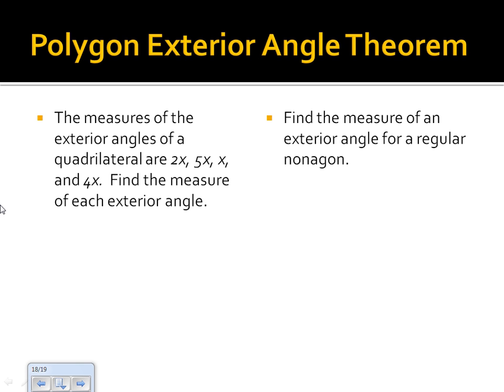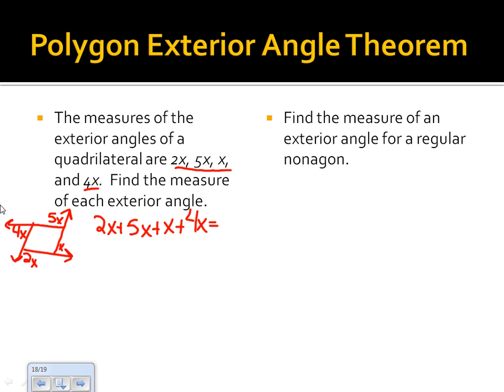The measures of the exterior angles of a quadrilateral are 2x, 5x, x, and 4x. Find the measure of each angle. So how might I do this one? Henry? Add up all the x's, because those are my exterior angles. So can I draw a picture? It might look like this. It might look like that, and we'd have 2x, x, 5x, and 4x. Sorry, I did those out of order. So we have to add up all the ones around the outside, and then set it equal to what? 360. So 2x plus 5x plus x plus 4x is going to equal 360 degrees.